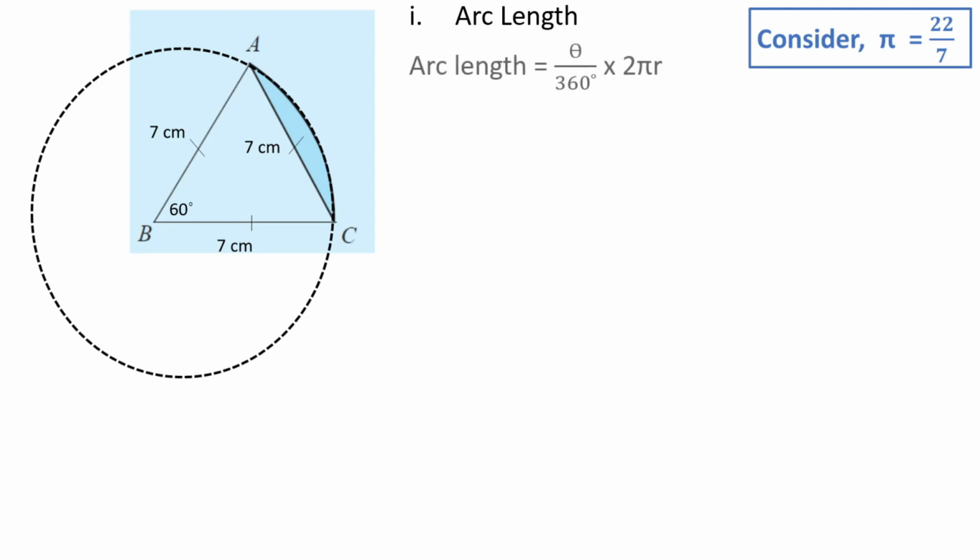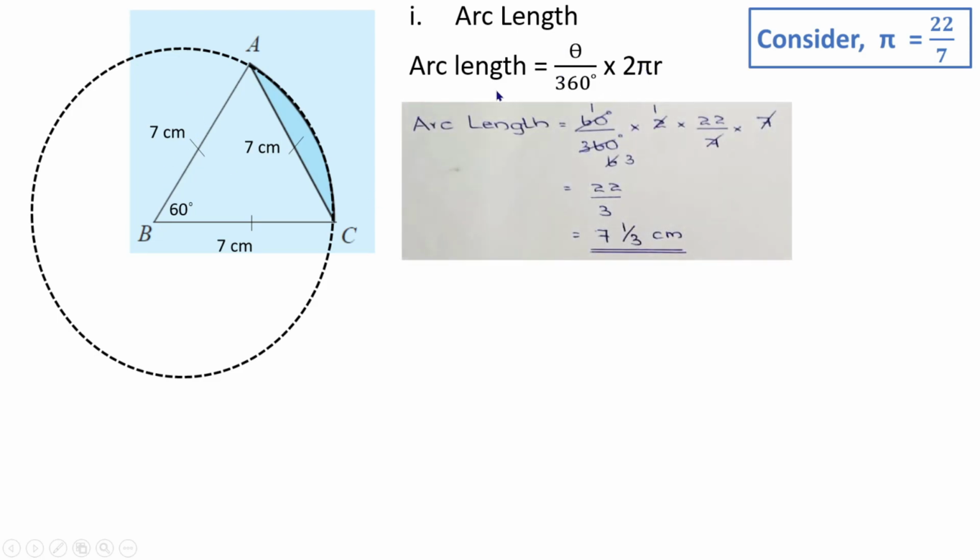First, finding the arc length. You know the equation to calculate the arc length. Theta is 60 degrees. Why? Because it is an equilateral triangle, and r is 7 centimeters. So you can substitute theta and r to get the arc length. Arc length is 7 1/3 centimeters.